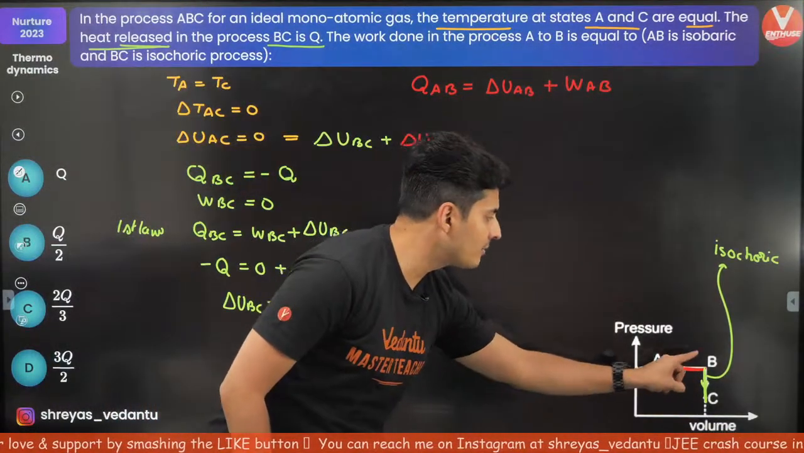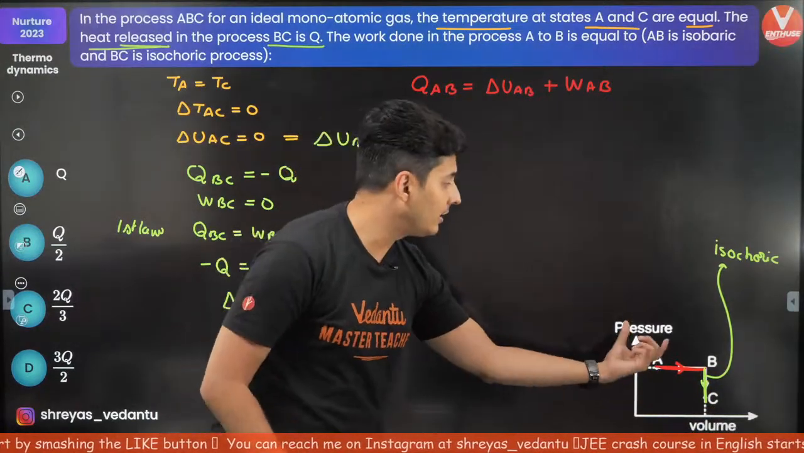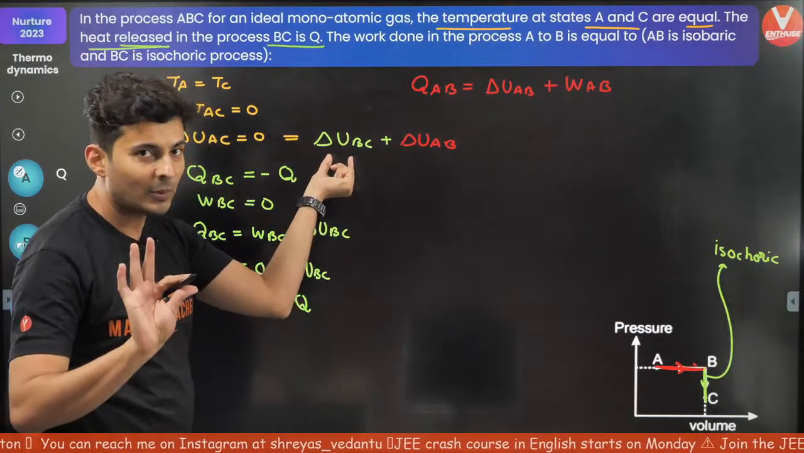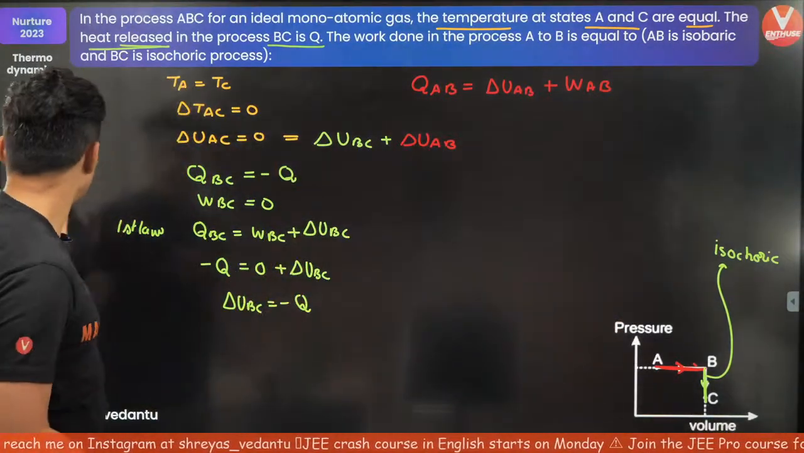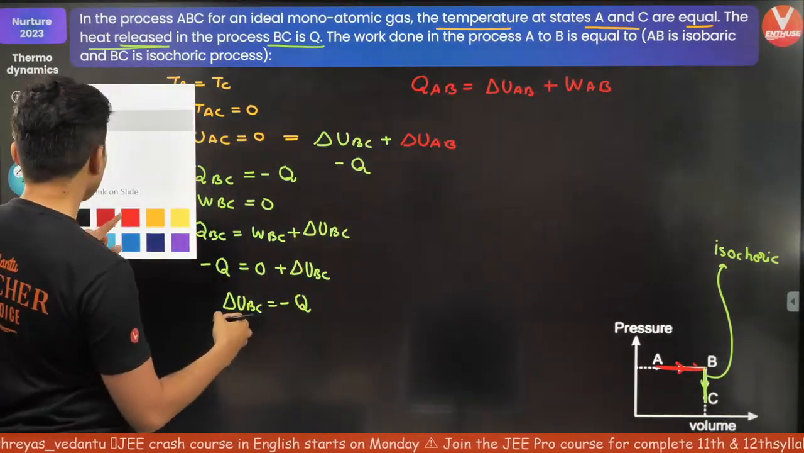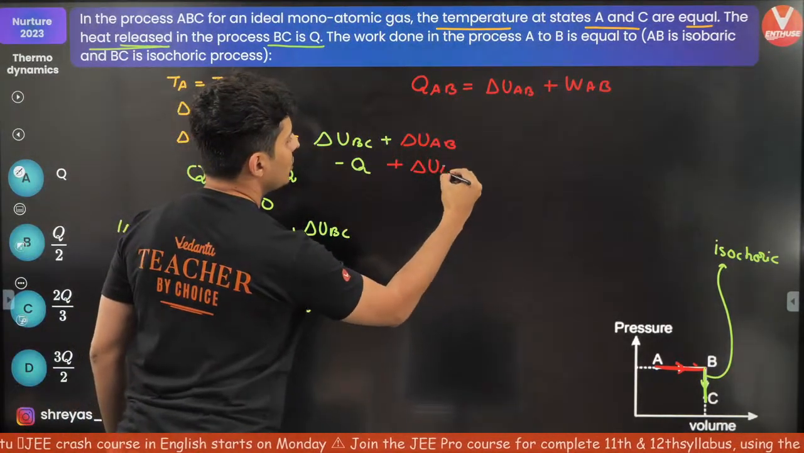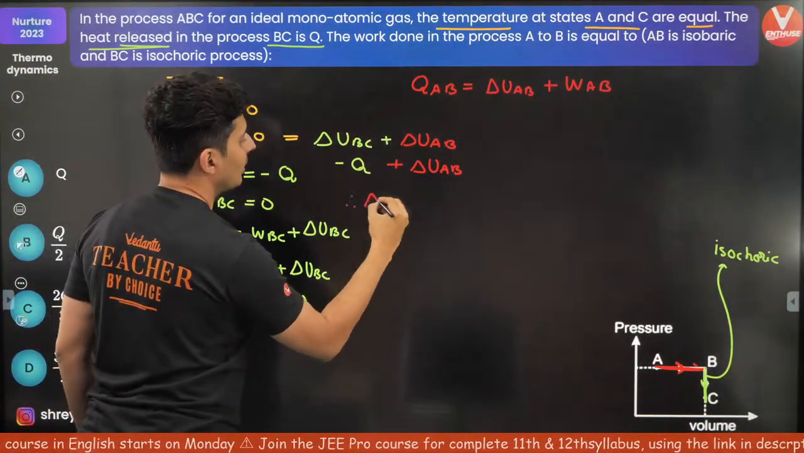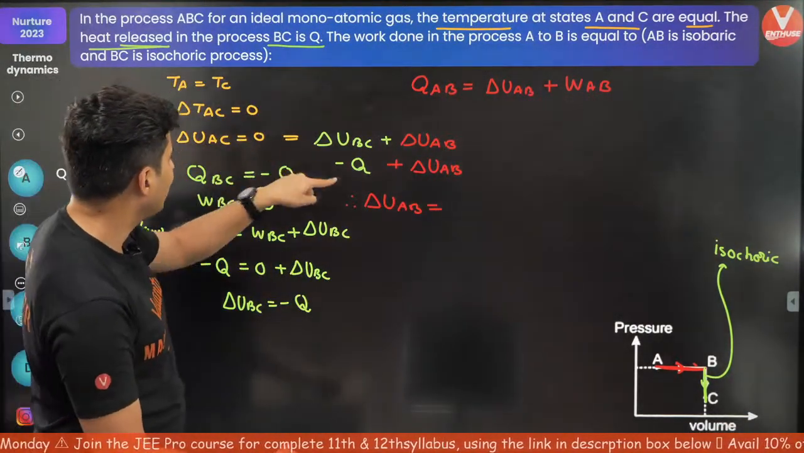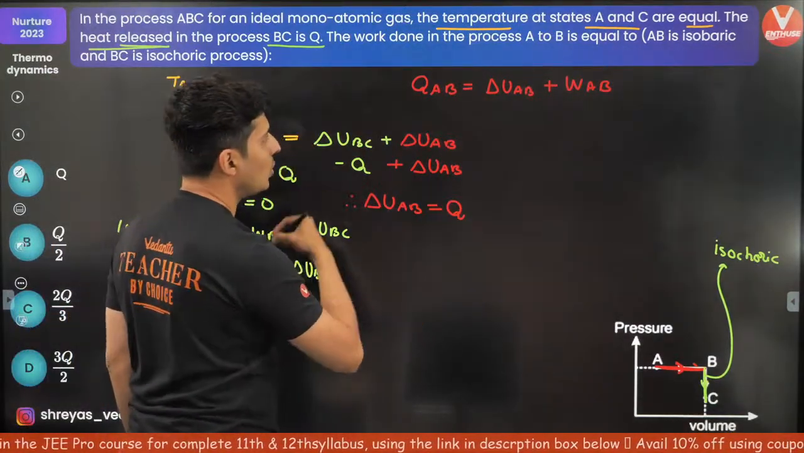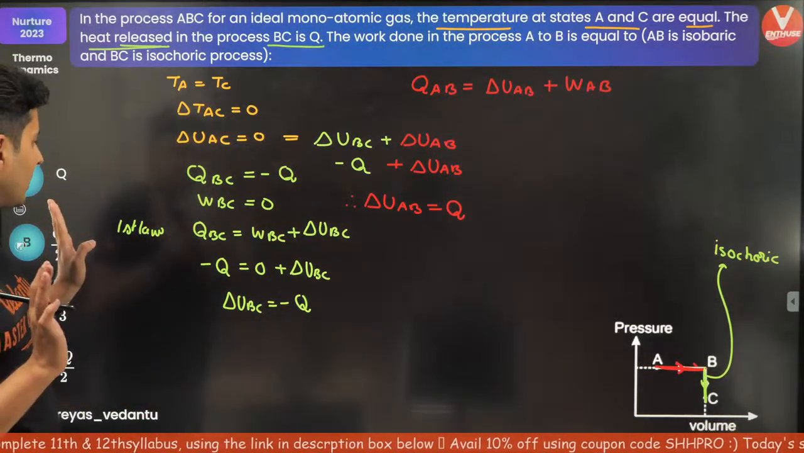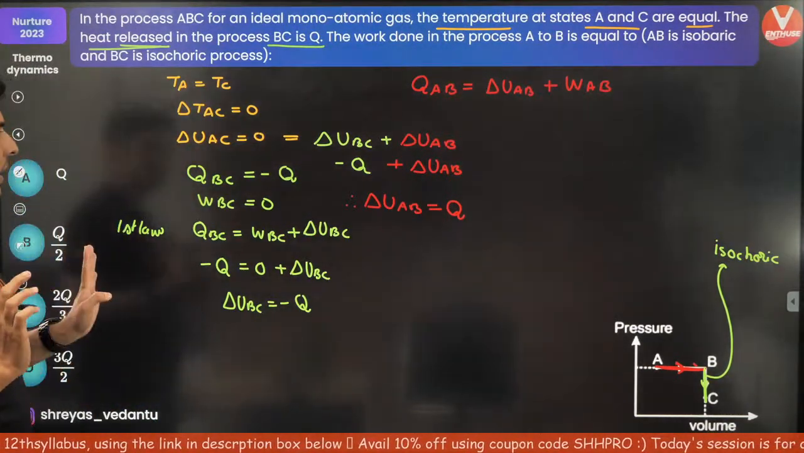I don't know whether you got this, but I'll explain again. The change in internal energy from A to C is the change in internal energy from A to B plus the change in internal energy from B to C. Now you got it? Now B to C, I know it. How much is B to C? It is nothing but minus Q. So all I need is delta UAB. So from this, delta UAB is how much, guys? Shift that minus Q to the other side. It is just going to become Q, I suppose. Everybody got it? Perfecto? Okay.